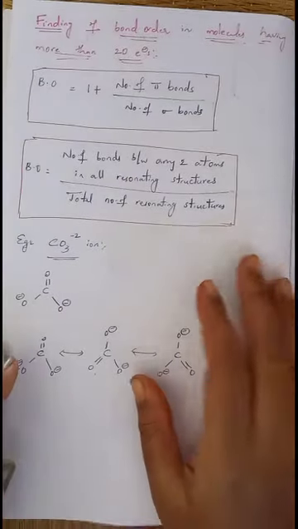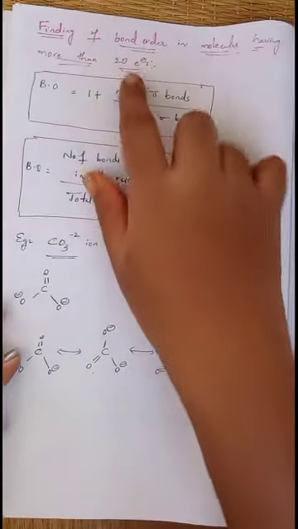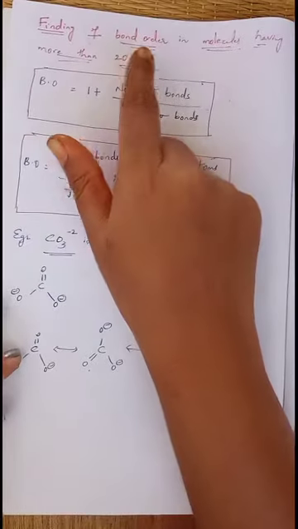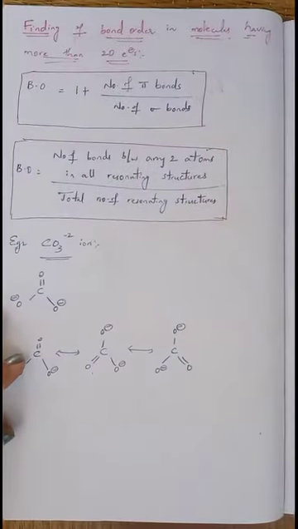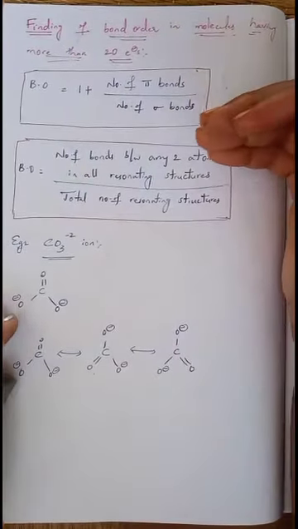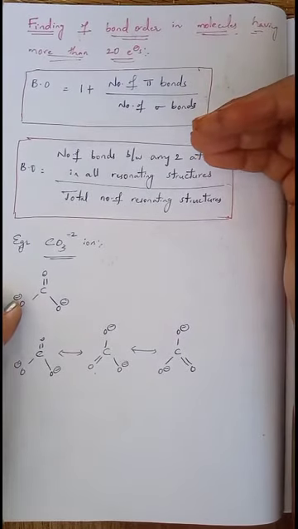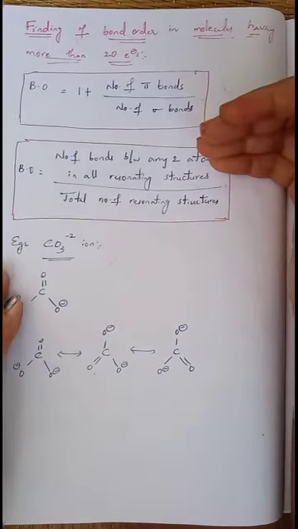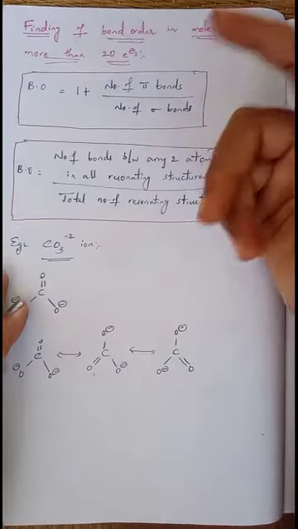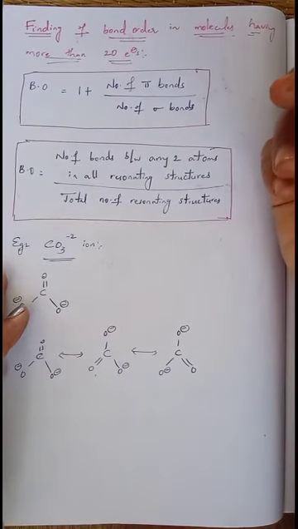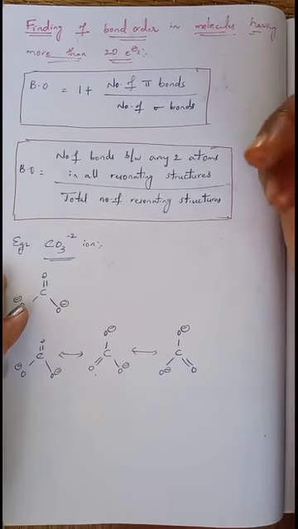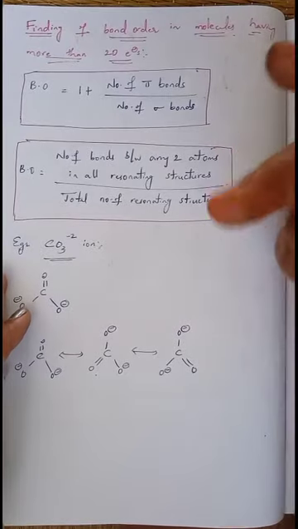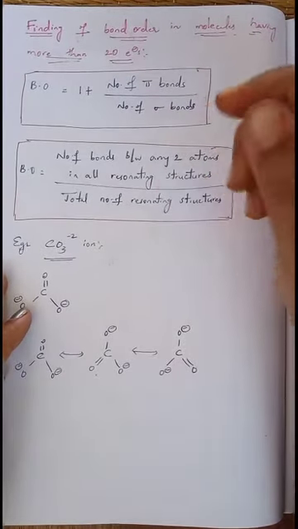Now we'll see the next one. Here is one more topic: finding the bond order in a molecule having more than 20 electrons. Till now we have seen how to find the bond order in a molecule containing 20 electrons or fewer. A few molecules may also contain more than 20 electrons. In that case, we will discuss how to find the bond order. There are two important formulas to find that bond order.